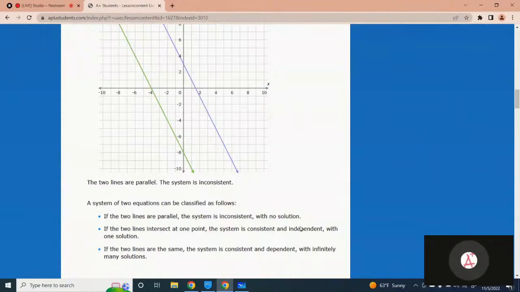system of equations. A system of two equations can be classified as follows. If the two lines are parallel, the system is inconsistent with no solution. If the two lines intersect at one point, the system is consistent and independent with one solution. Got it? If the two lines are the same, the system is consistent and dependent with infinitely many solutions. Got it?